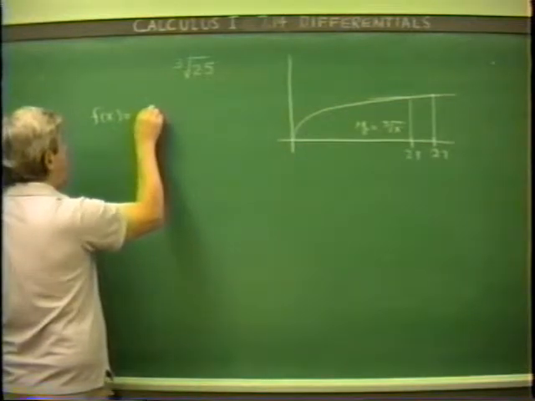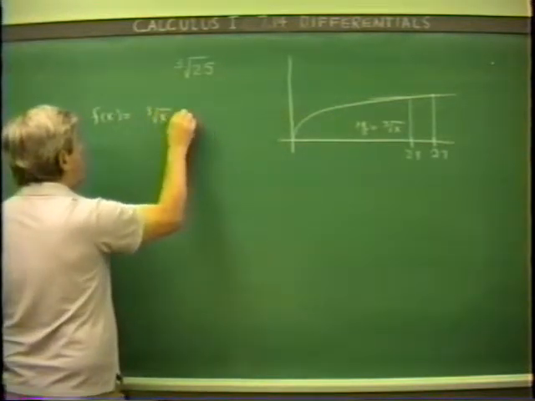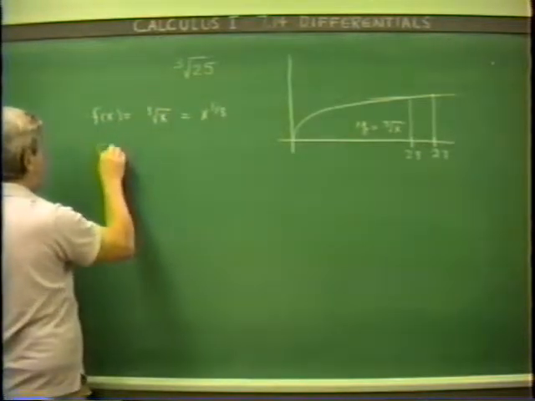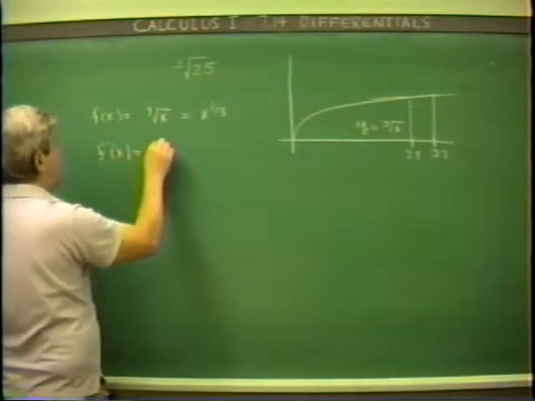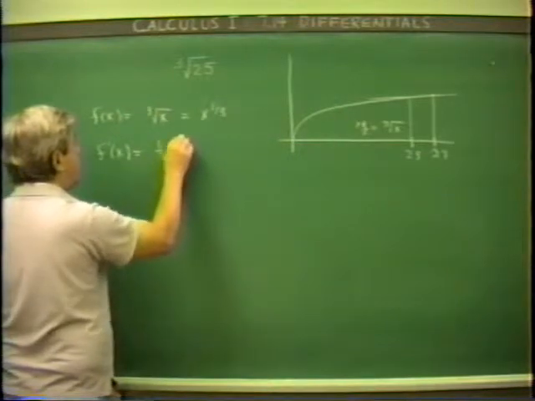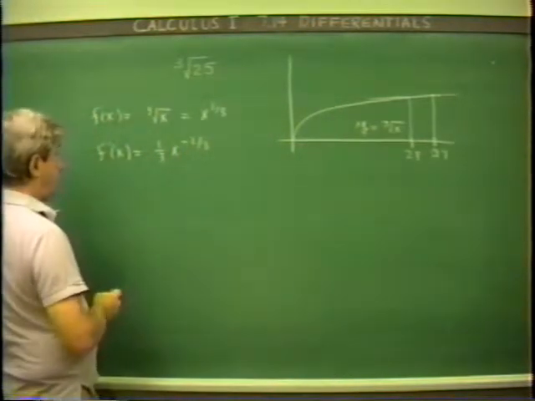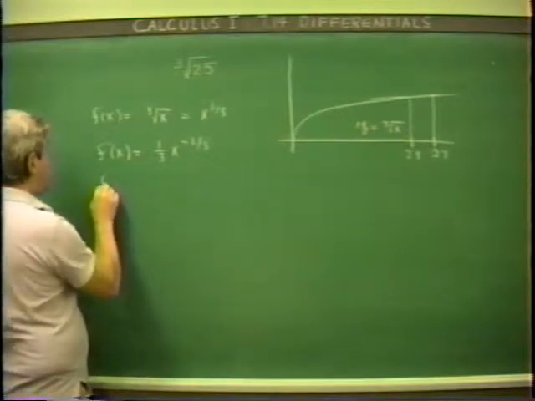That's to say, we let f of x be equal to the cube root of x, or x to the 1/3. Then the derivative of f is going to be 1/3 x to the minus 2/3.